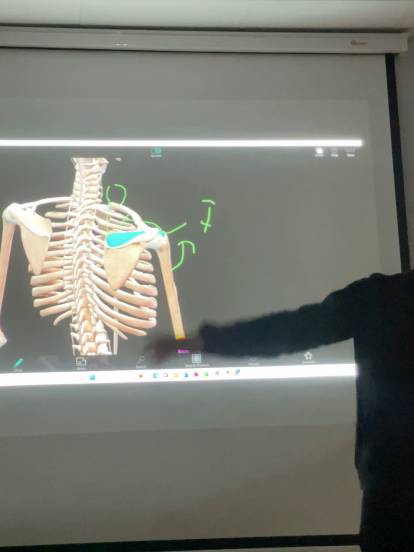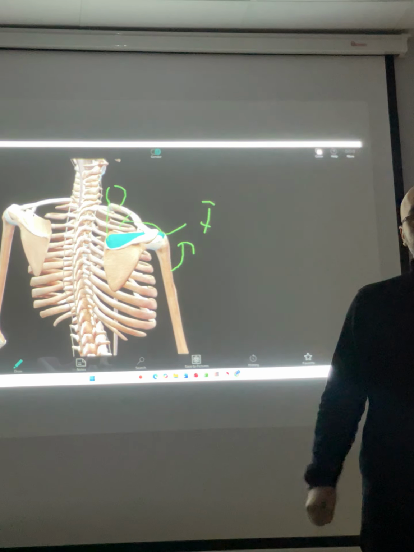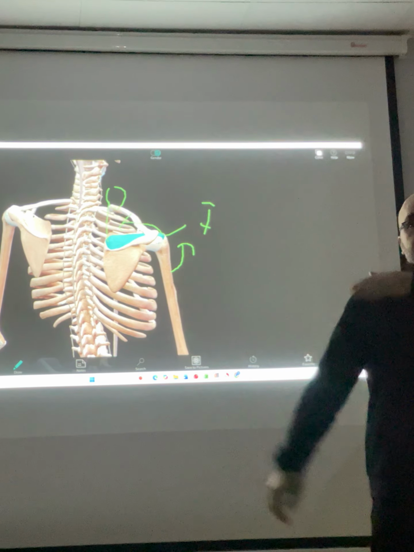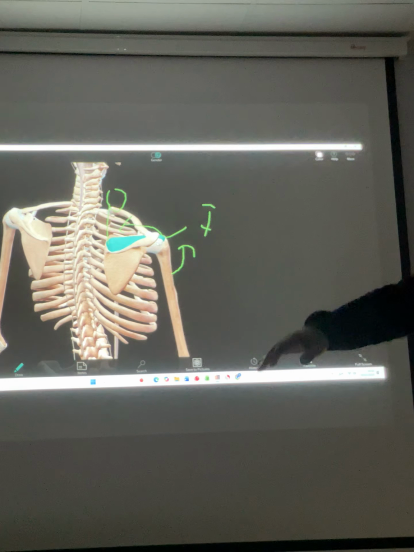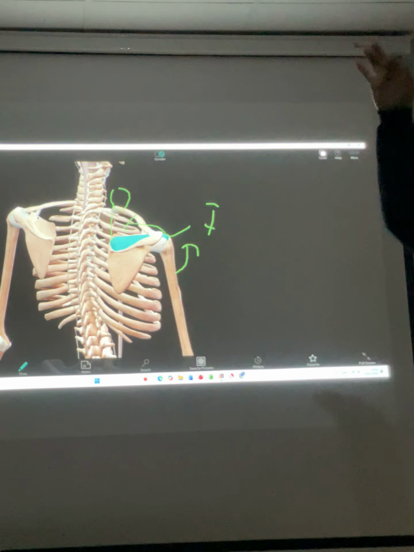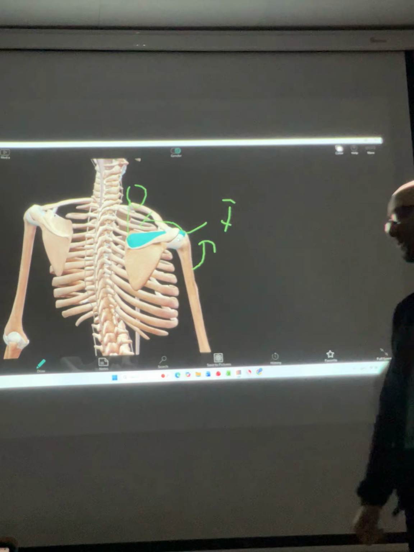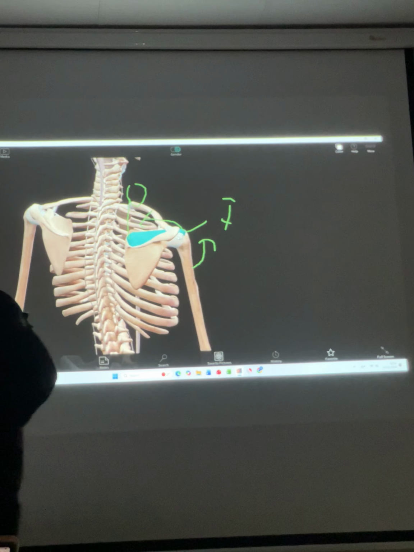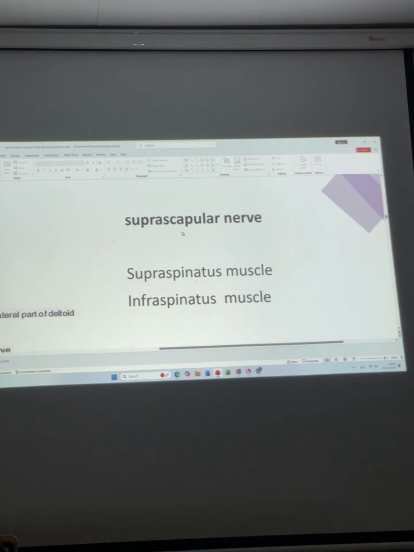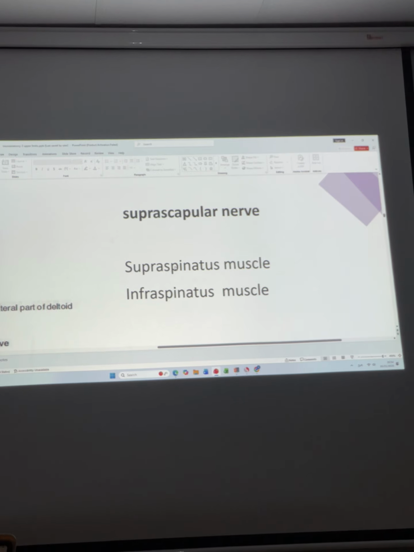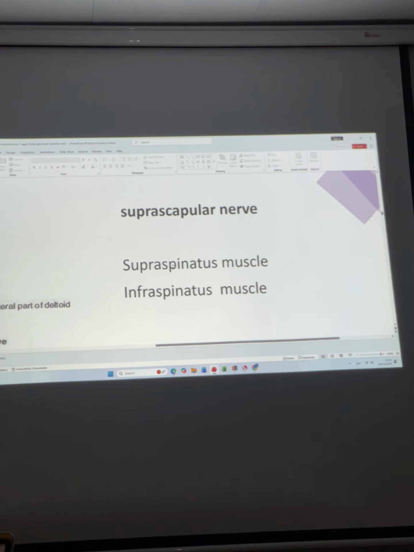So, abduction is made by which muscle? Supraspinatus. So, the supraspinatus is located like that. Look at my hand. Okay? When it pulls, your hand will go up. Did you understand? So, supraspinatus is innervated by which nerve? Suprascapular.